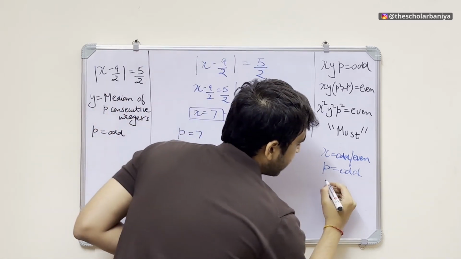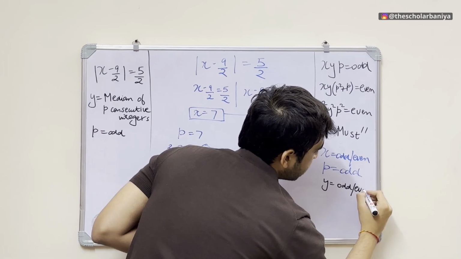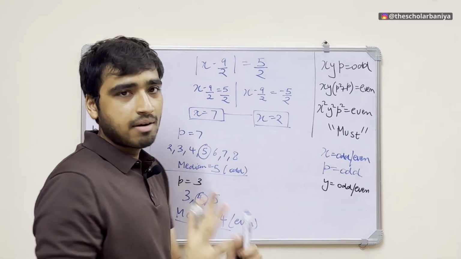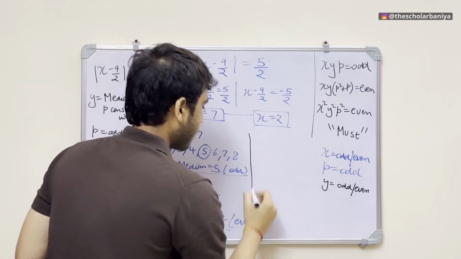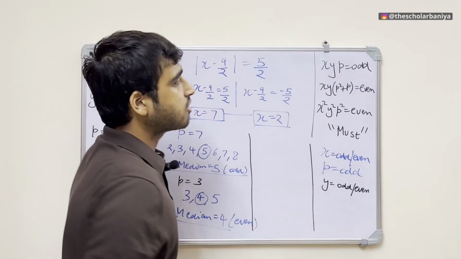So that means the value of y can be odd or even, anything. Sometimes it can be odd, sometimes it can be even. That means y can either be odd or even. Okay, perfect. Now let's see the question. Now let's see the options.